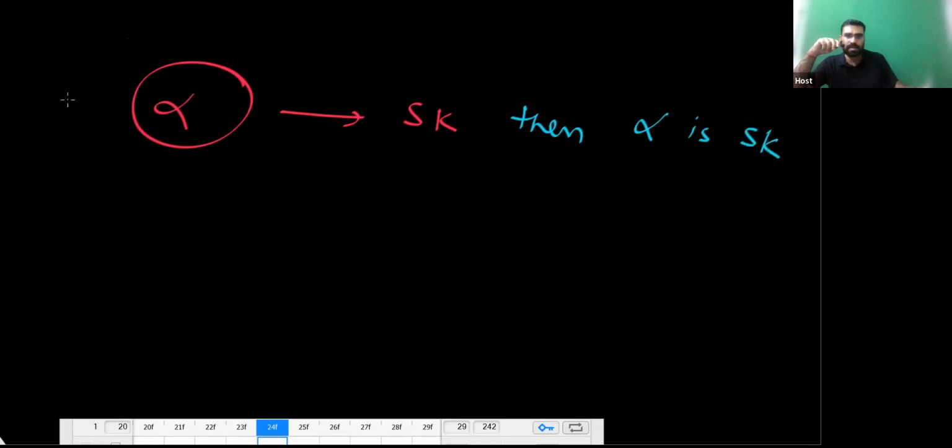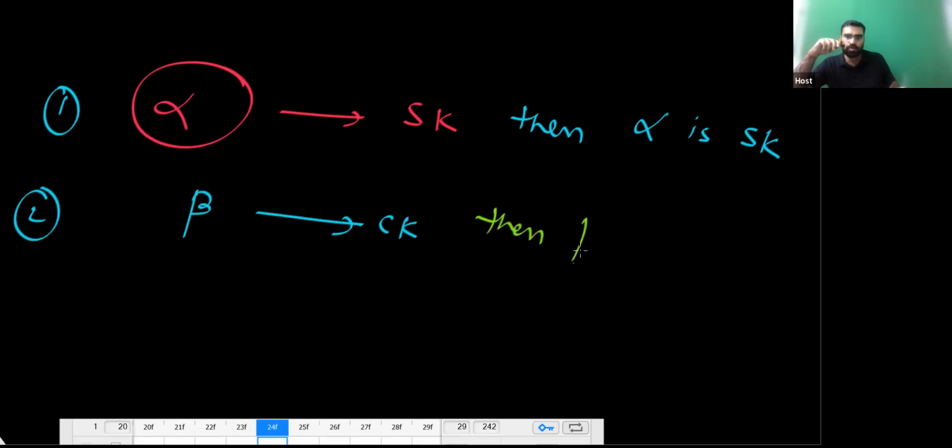If someone can determine this, then we can say alpha is super key, correct? This you already know. Second, also you know that if someone is determining a candidate key, then that is a super key, correct? Then this beta must be a super key. So these things you already know.